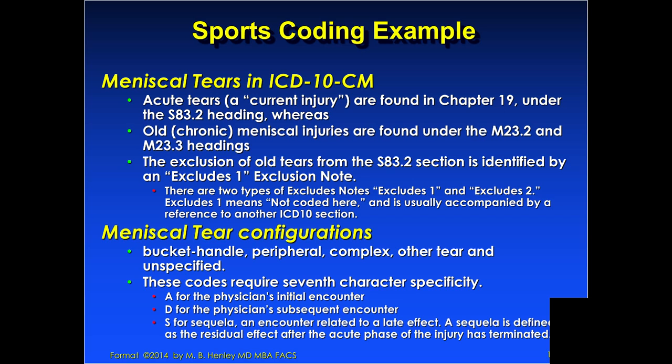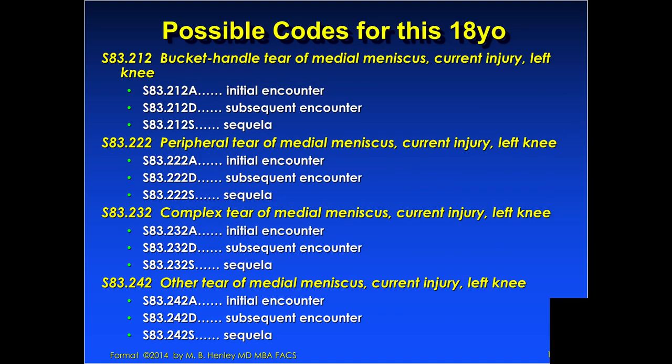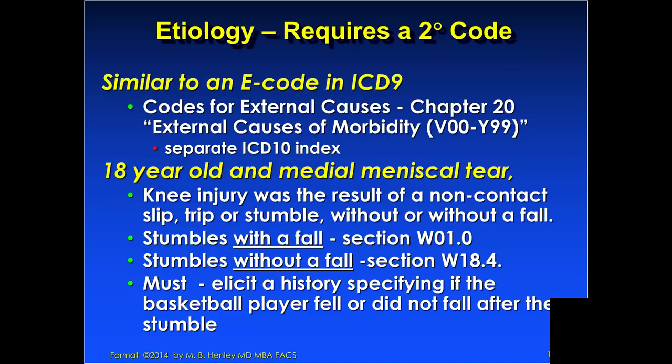There are some notes in there to show you what it includes and excludes, but chronic tears are excluded from the acute. The meniscal tear configurations are bucket handle, peripheral, complex, other tear, and unspecified, and these codes also require A, D, or S for the seventh character. So here's some bucket handle, some tears of the medial meniscus, current injury, left knee. The first three are bucket handle, next three are peripheral, next three are complex, and the last three are other if it doesn't fit one of those. And then you have the three seventh characters, A, D, or S.